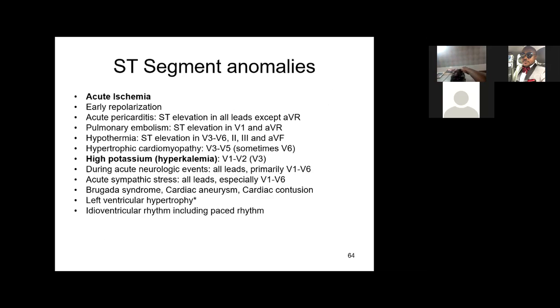ST segment abnormalities are seen in acute ischemia, early repolarization, acute pericarditis, ST elevation in all leads except AVR, pulmonary embolism, ST elevation in V1 and AVR, hypothermia, hypertrophic cardiomyopathy, high potassium, acute neurologic events, all leads, acute sympathetic stress, all leads especially V1 and V6, Brugada syndrome, cardiac aneurysm, cardiac contusion, left ventricular hypertrophy, idioventricular rhythm, including paced rhythm.